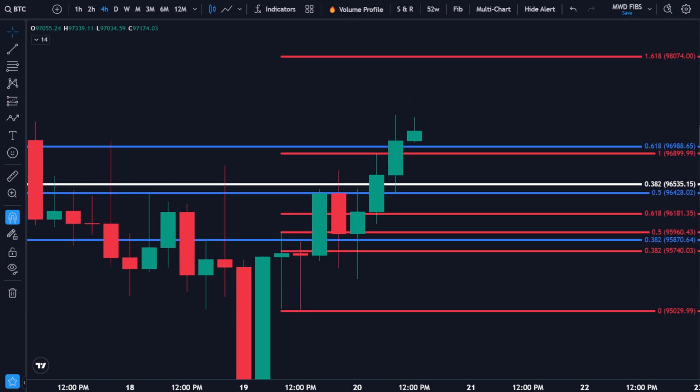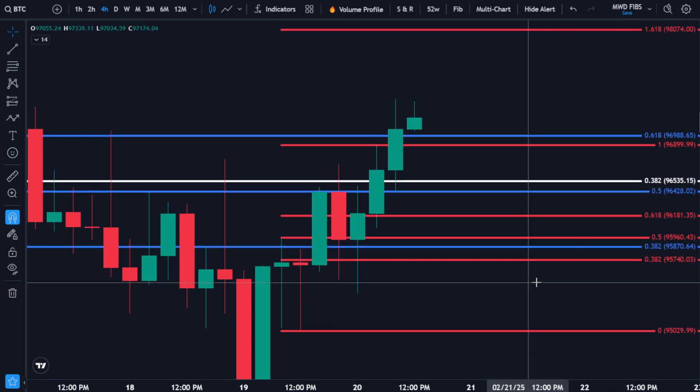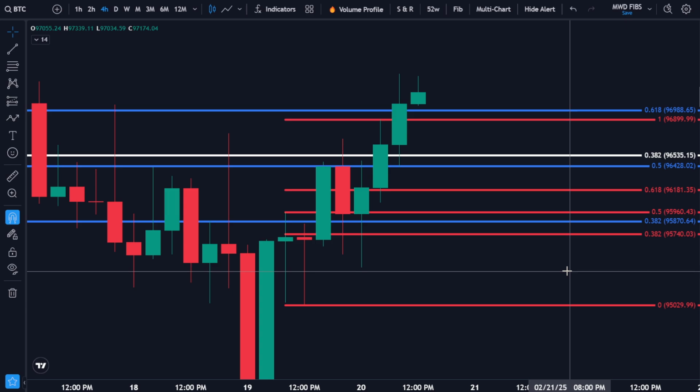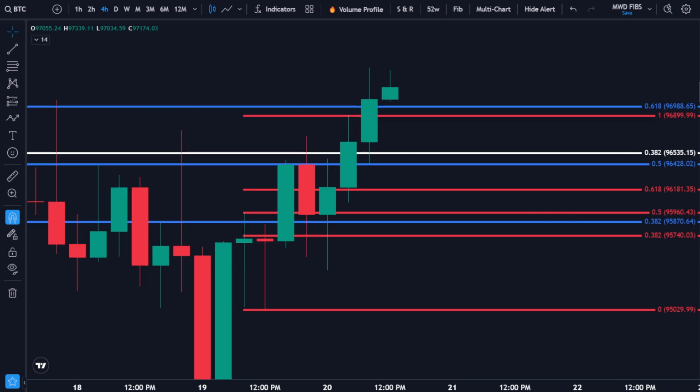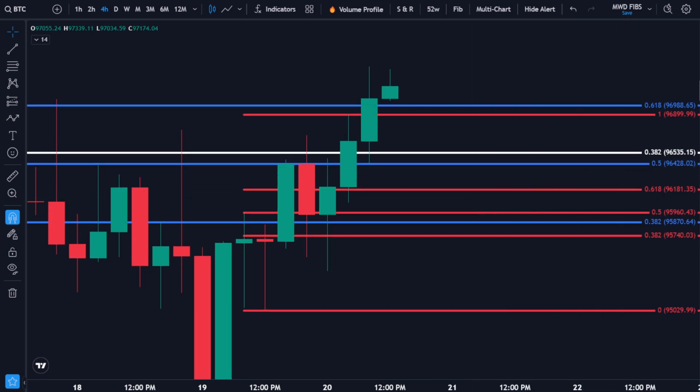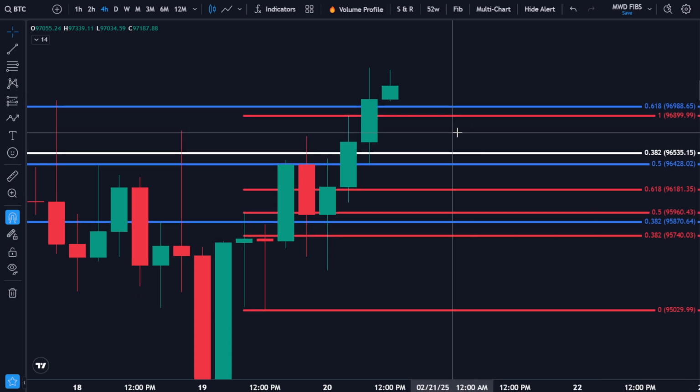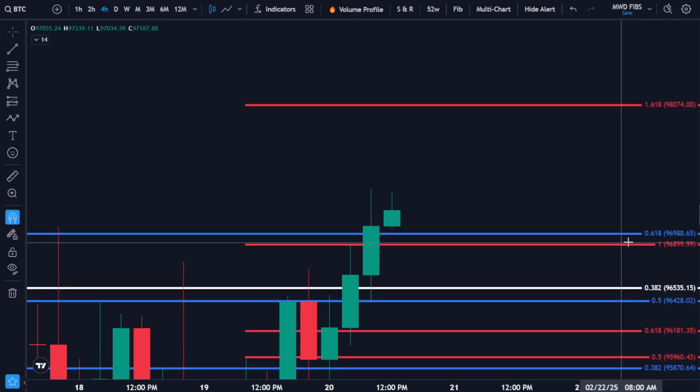So on the 4-hour time frame, we can see, let's analyze the daily fib that we just did, the red Fibonacci that you can see here. You can see that we are already above the 1 of that daily fib. So that means we are higher than the previous daily candle already. If we will be able to hold above the 1 of the red Fibonacci, that is bullish. Next target would be the 1.618, which is 98,074.